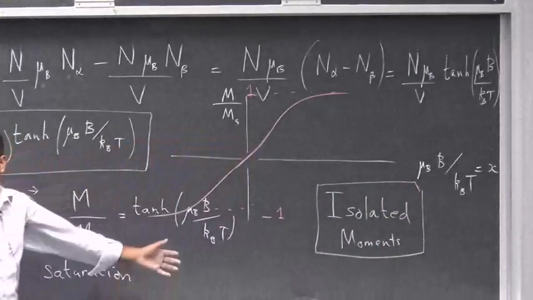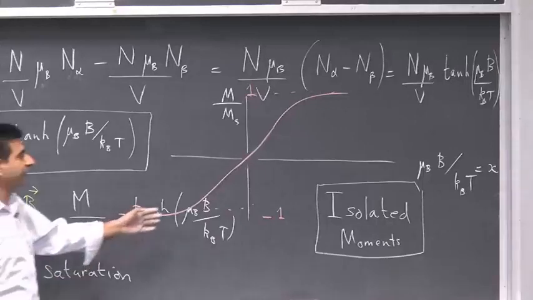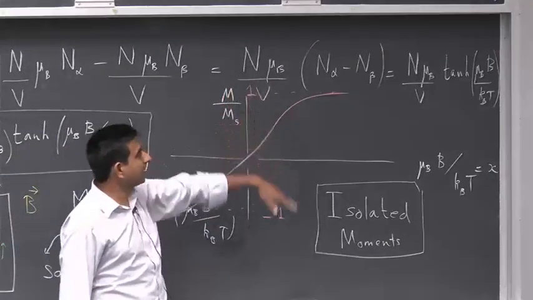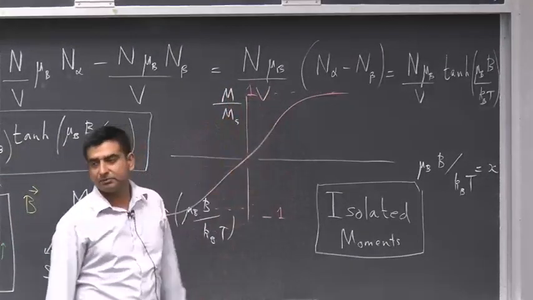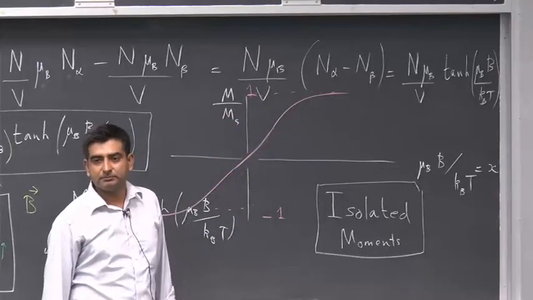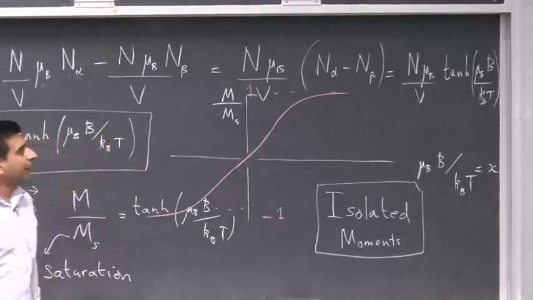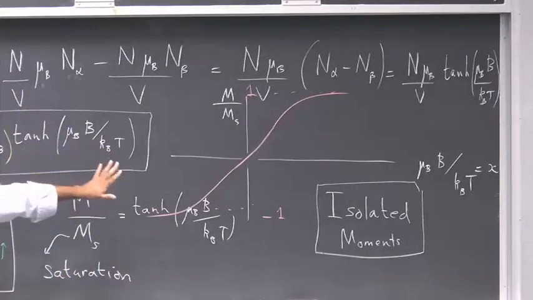This is the hallmark of a paramagnetic material. As the field goes up or the temperature goes down, the magnetization goes up. Okay. Now we can make certain symmetry. Remember, we're talking about spin half particles. These are quantum mechanical particles.